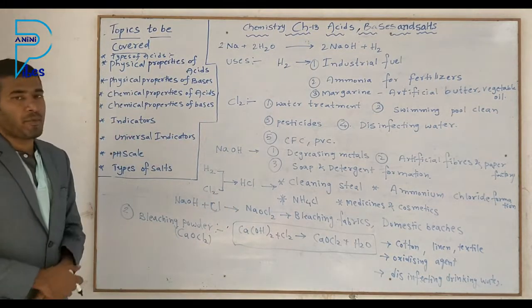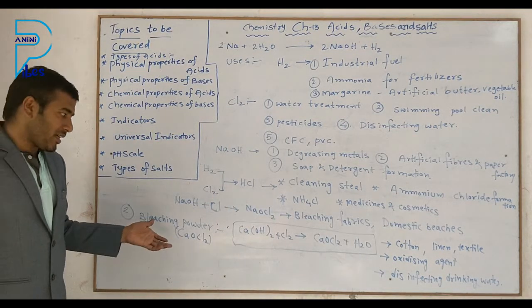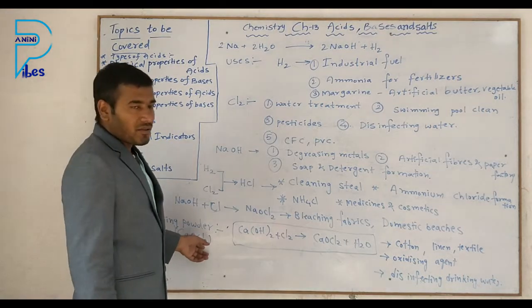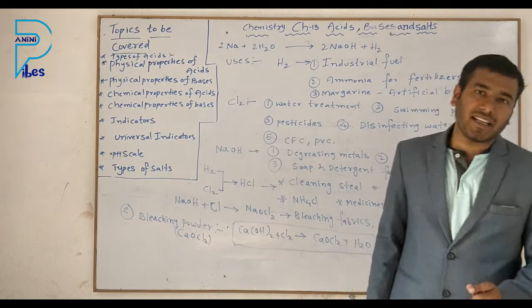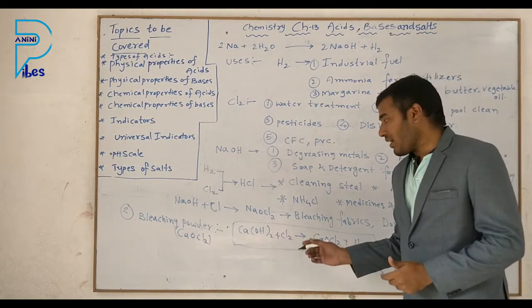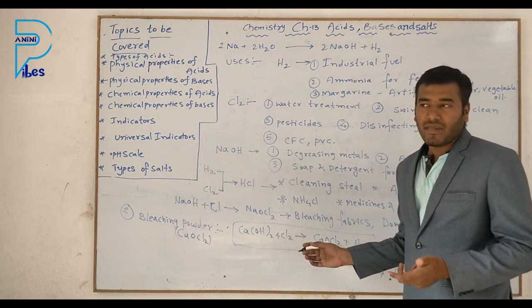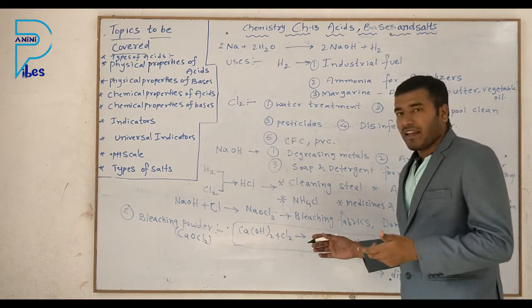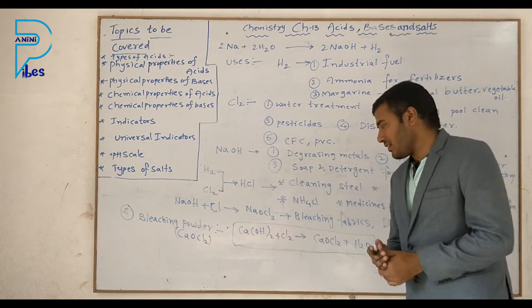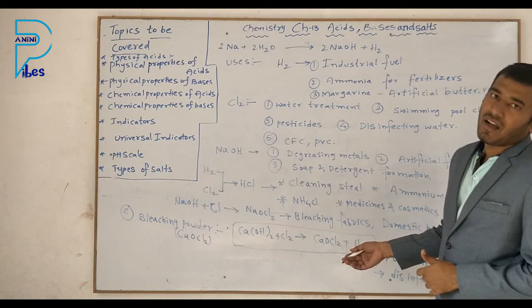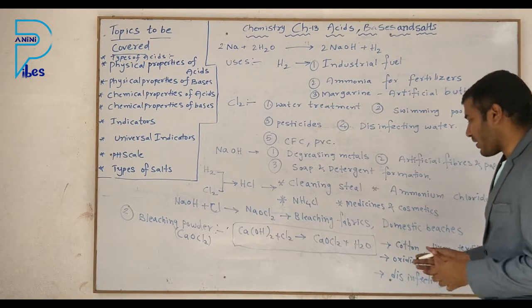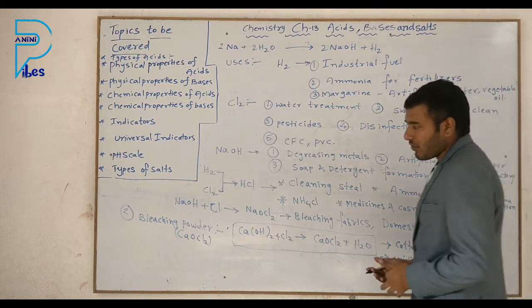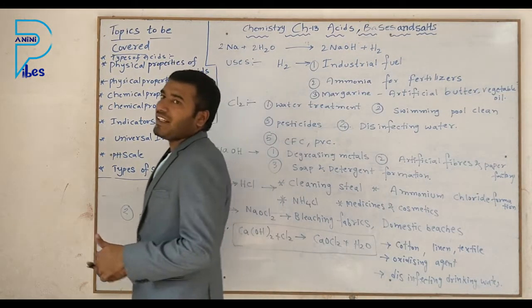Next, coming to bleaching powder, calcium hypochlorite or calcium oxychloride, CaOCl2. We take calcium hydroxide, that is slaked lime or lime water, and send chlorine gas into it. Then calcium oxychloride, CaOCl2, is formed, plus water. This CaOCl2 we call bleaching powder.